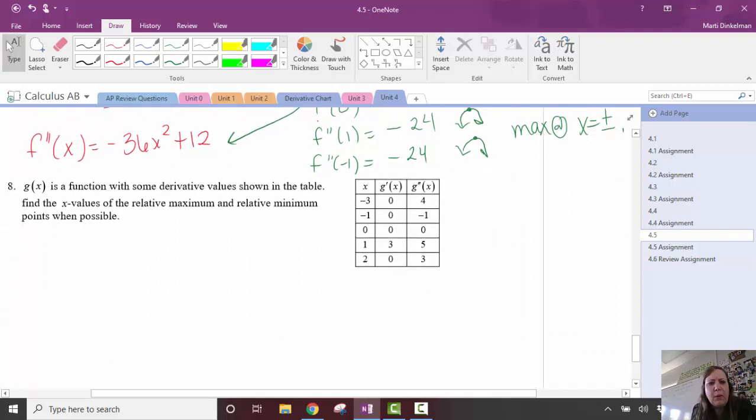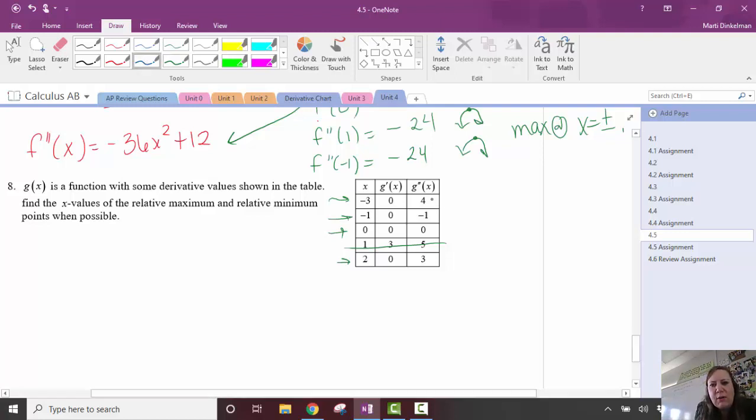Okay, so let's just look quick at 8, and then you can go along to the assignment. So we have some information here. The things of interest to me are these ones where the first derivative is 0. I'm not going to look at that row because the derivative is not 0, so I know it's not a candidate for a max or a min. And then let's look at the second derivative.